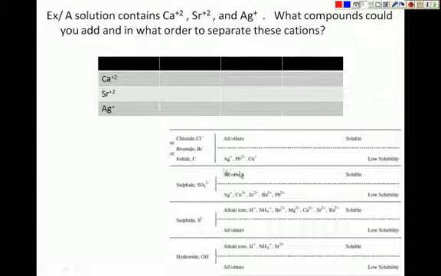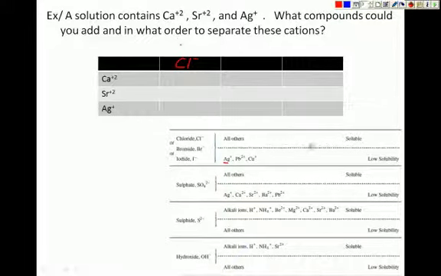So we have here, here's one right here. So if we add chlorine, bromine, and iodine, it'll have low solubility with silver, but for everything else, it'll have high solubility. So for calcium, it'll be soluble. For strontium, it'll also be soluble. Okay? So let's write this. We can write any one of these three right here. So I'm going to write down the first one right here, and that's chlorine. So I'm going to write down Cl minus.